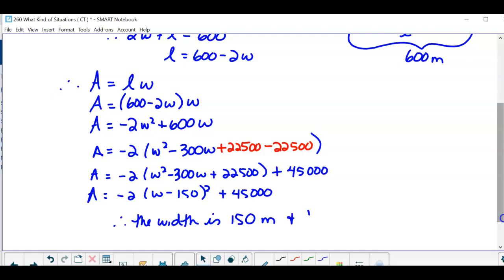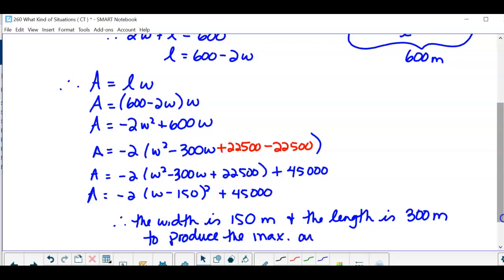So the length is 300 meters. If you multiply those together, you should get 45,000. So 15 times 3 is 45 with 3 zeros. Okay, it doesn't actually ask for the maximum area, but you could put that in, to produce the maximum area of 45,000 meters squared. Okay, so those are 3 very common application questions of quadratic functions.